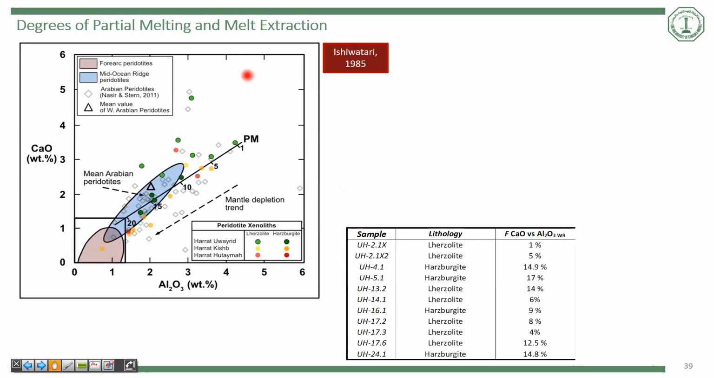So the first analysis that we conducted is the partial melting, which is commonly undergone by the mantle. And here we use a bivariate plot of aluminum oxide and calcium oxide of the bulk or whole rock chemistry. And here we have degrees of partial melting, 1 to 20%, and we have varying results or quantified numbers for the degrees of partial melting of Harrat Uwayrid peridotites, approximately 1 to 17%, and we can see from the table here.